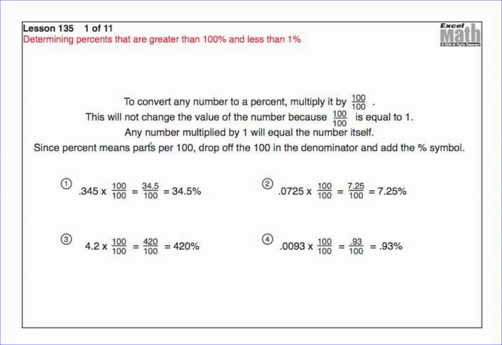Sixth grade Excel, lesson 135. Here we go. Determining percents that are greater than 100% and less than 1%. Yes, you can have greater than 100%. You can have less than 1%.